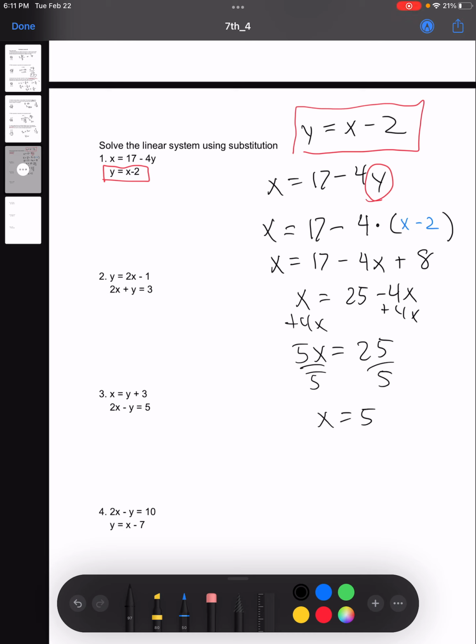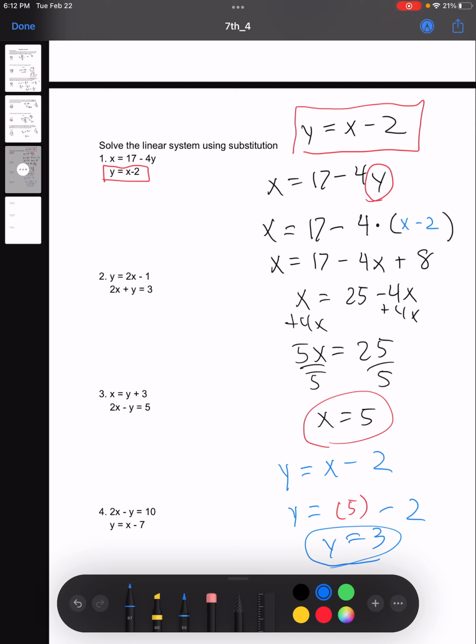Now that we know x is equal to 5, we can substitute x in our very first equation with 5 to find out what y is. We know that y is equal to x minus 2, and since we just solved for x, we can replace this x with a 5. This gets us y is equal to 5 minus 2, and we get that y is equal to 3. So we now know that x is equal to 5 and y is equal to 3.